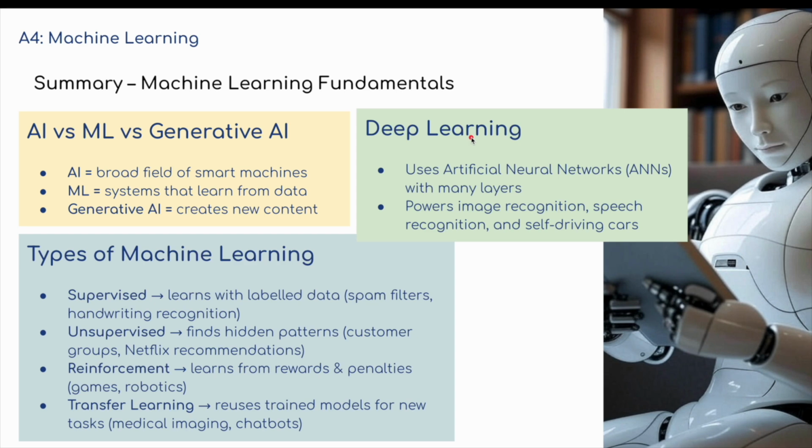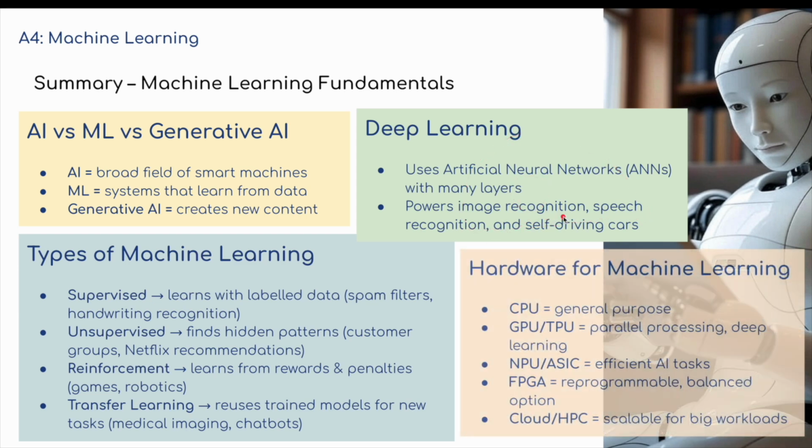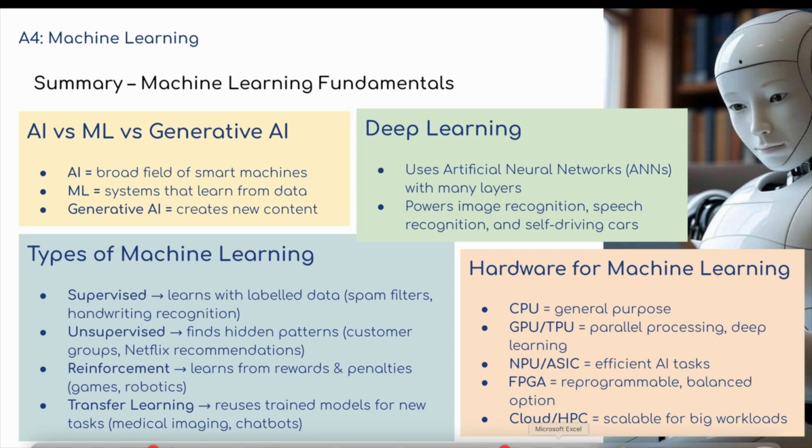Then we move on to deep learning. This uses artificial neural networks, ANNs, with many, many layers. Powers image recognition, speech recognition, and self-driving cars. And then finally, just to recap on the hardware: CPU for general purpose, GPU, TPU, parallel processing, and deep learning. NPU, ASICs, efficient AI tasks. FPGAs are reprogrammable, balanced option, and cloud and HPC scalable for big workloads.